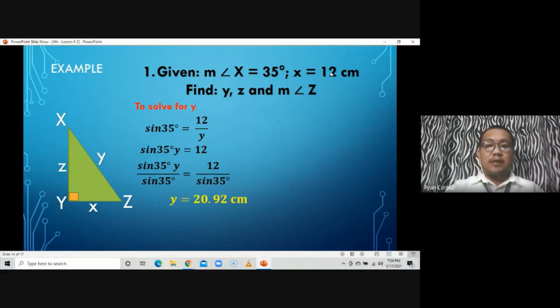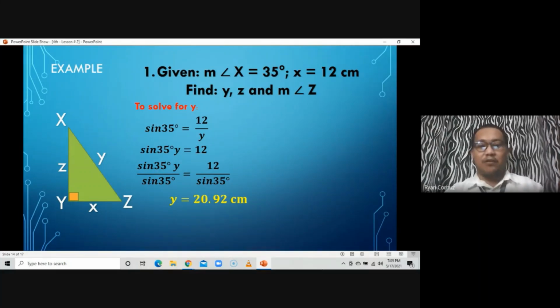So since may unit of measurement involved, so it should be in terms of that unit of measurement. So the given unit of measurement is centimeters, so it should be in terms of centimeters. So y is equal to 20.92 centimeters. So that's the value of y. Okay, let's proceed now on solving for z.